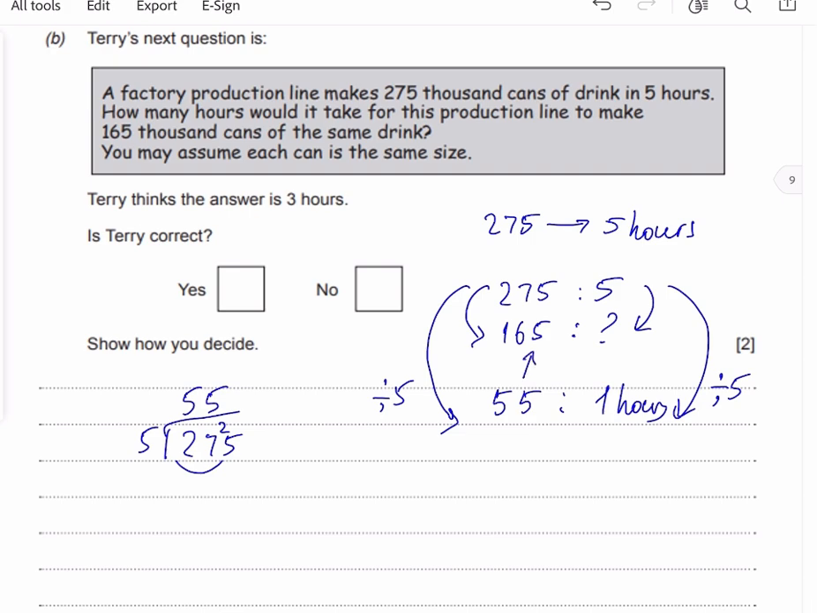And from 55 to 165, you need to see how many lots of 55. That is 3. So let's just check it. 55 times 3 will give you 165 cans. So that means Terry is right. That is 3 hours. The answer is 3 hours. So tick the option yes. And the question is done.